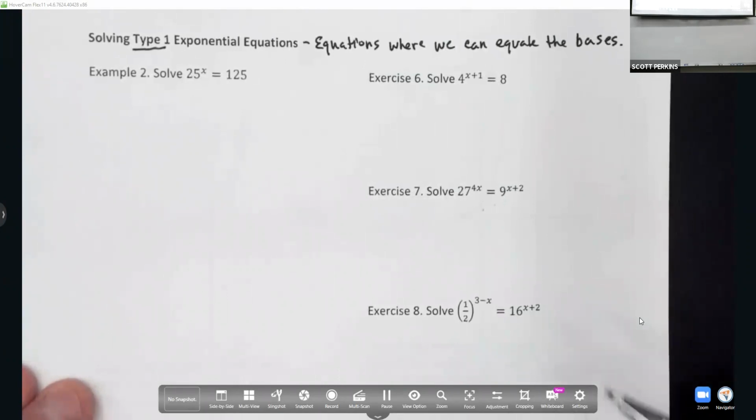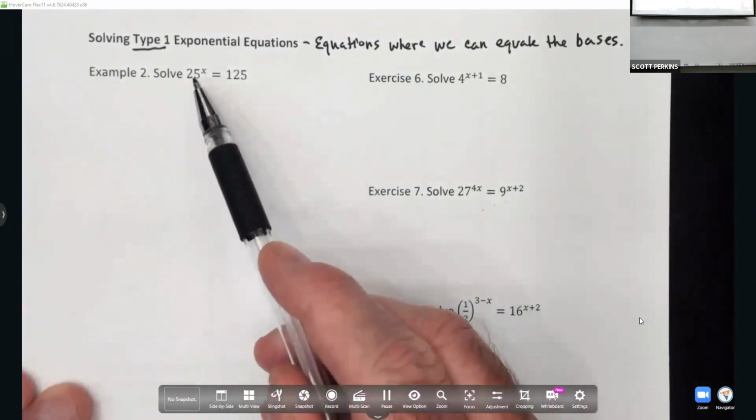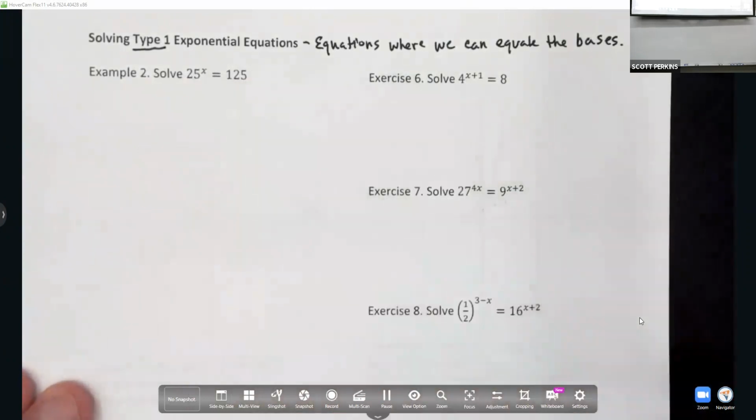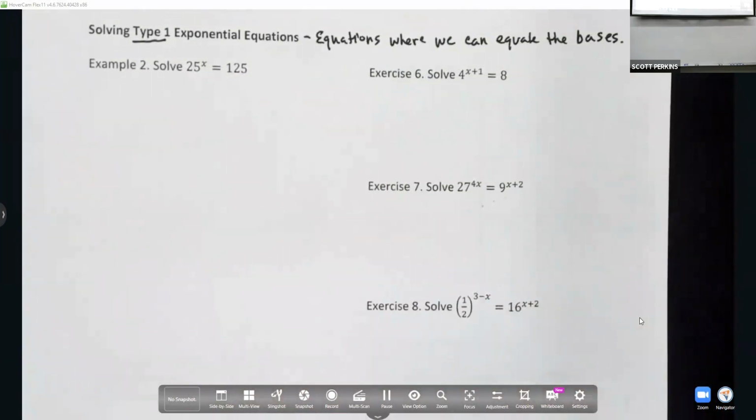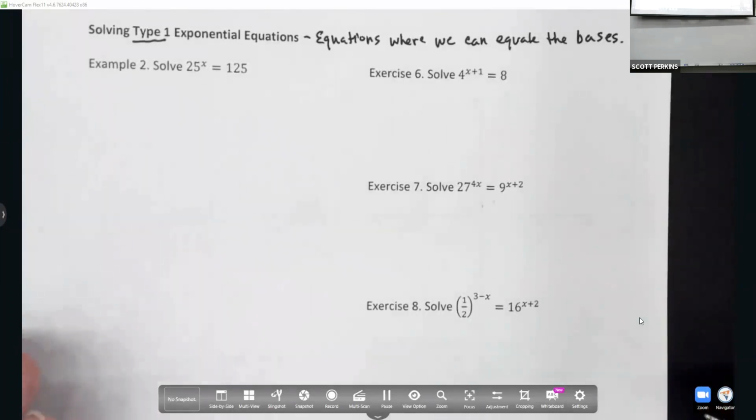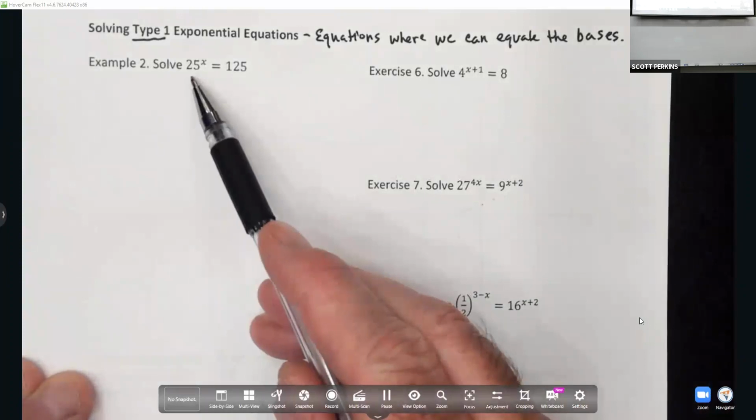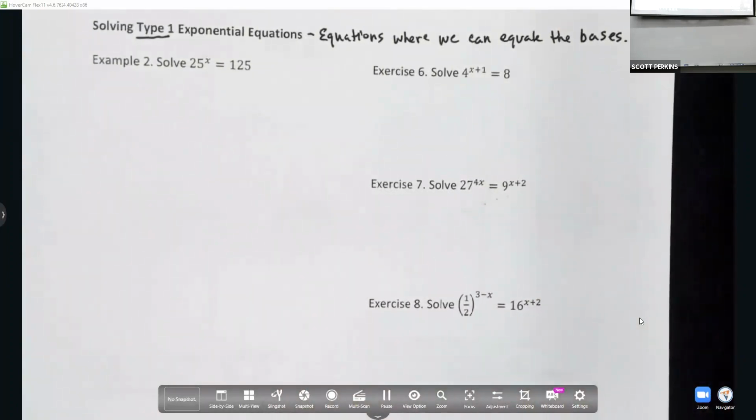So my first problem here asks me to solve this. 25 to the x power equals 125. And since the x being in the power is new to this section, I don't have any ability to get the x out of the power. Multiplying and dividing both sides doesn't do anything. Square roots, none of that is going to work for me. So I'm going to make the base the same. 25 and 125, they are both based on what numeric base? 5. I can write both of these as some power of 5.